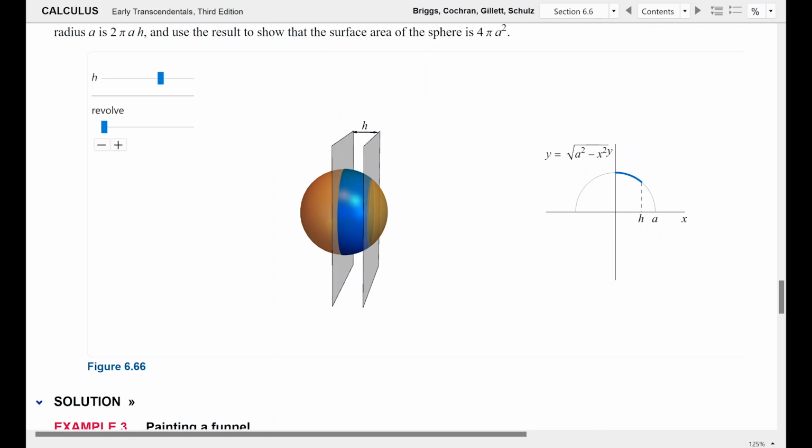You could see the two planes. One is intersecting right at the middle of the sphere, and the other one is h units to the right of it. What we could do is rotate this shape about the x-axis, and we want the surface area that you would get between those two parallel planes. How do we compute that? Well, we are going to do this integral.